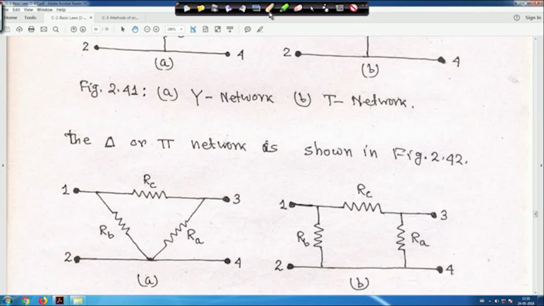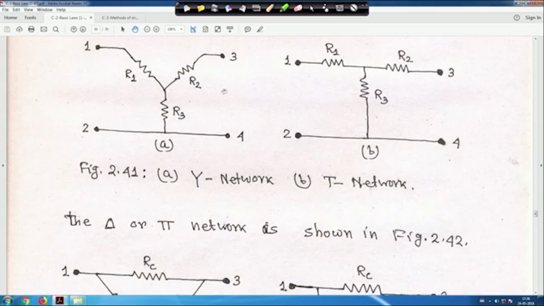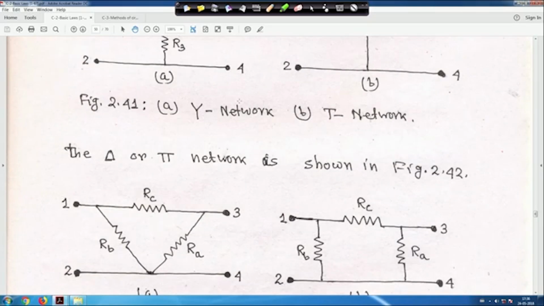Just see that when I am making it, hope it is matching. Just hold on. Let me have a look. This one is R1, R2, R3. If you try to find out, this is R1, this is actually R1, this is R2, and this is R3.